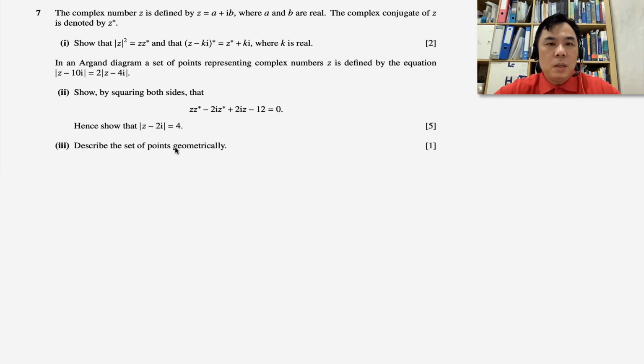The complex number z is defined as, in its general format, z equal to a plus ib, or in its rectangular form, where a and b are real numbers. The complex conjugate of z is denoted as z star. Show that, the first one, show that the square of the magnitude can be written as the product of the complex number and its conjugate. That's the first one we need to prove. Then the second one, we need to prove that the complex conjugate for z minus ki can be written as the complex conjugate z star plus ki here, where k is real.